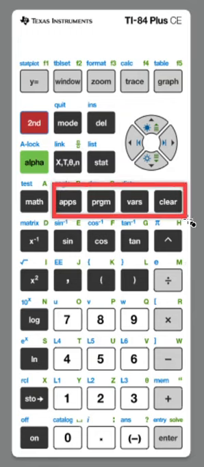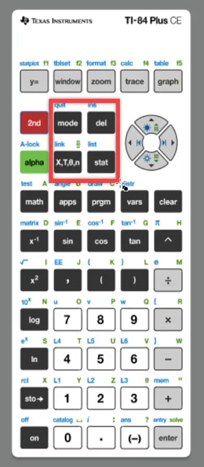Here we have the apps keys. The TI-84 Plus CE comes with certain apps pre-installed. It's really special functionality. It's basically like pre-installed programs. They actually do quite a bit. You can also create your own programs if you know how to use the programming language. The vars key gives us access to variables that are stored on the machine. And then the clear button up here will clear a specific entry. We'll talk about that in a separate video when we compare clear to delete.